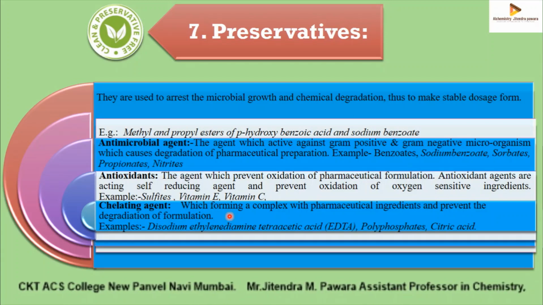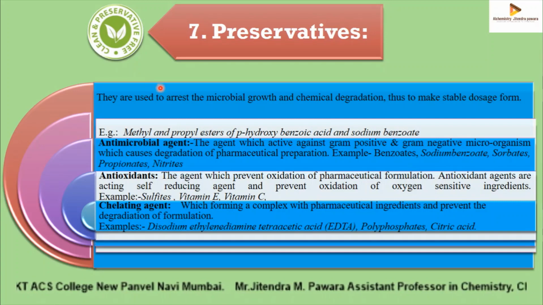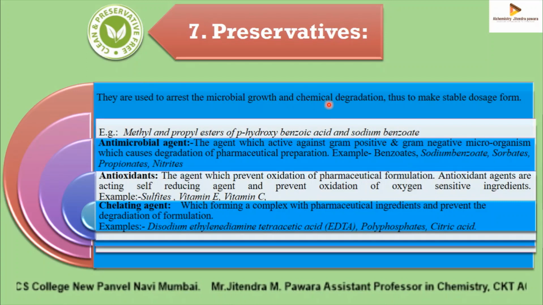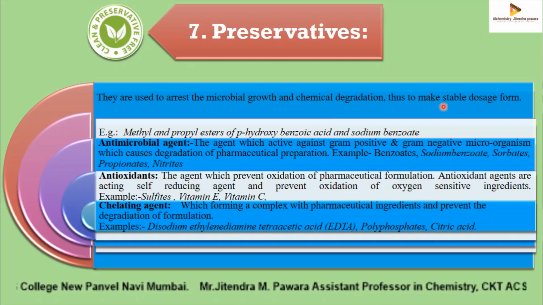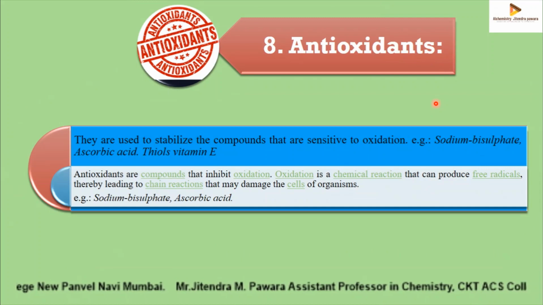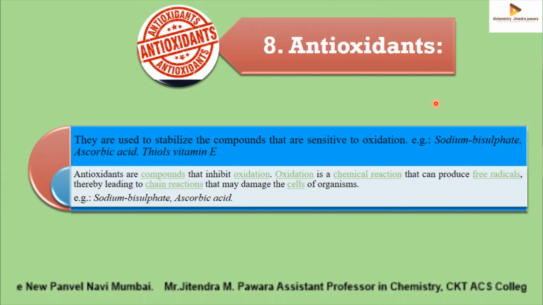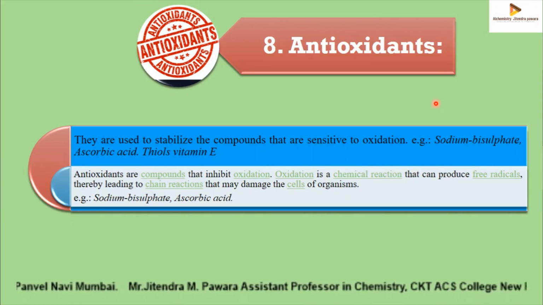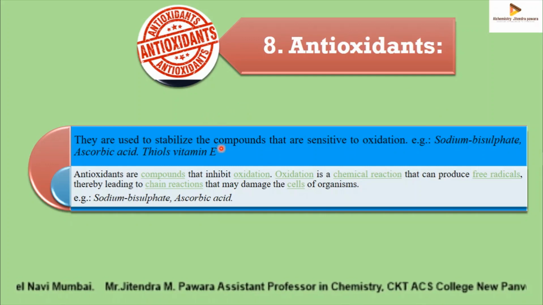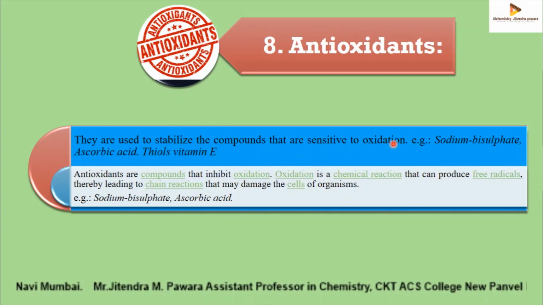So this is all about the preservatives. So the role of this preservative is what? It is used to arrest the microbial growth and chemical degradation of drug, thus to make a stable dosage form. Then the next formulation is antioxidant. The next excipient that we are using in drug formulation is antioxidants. So they are used to stabilize the compounds that are sensitive to oxidation.